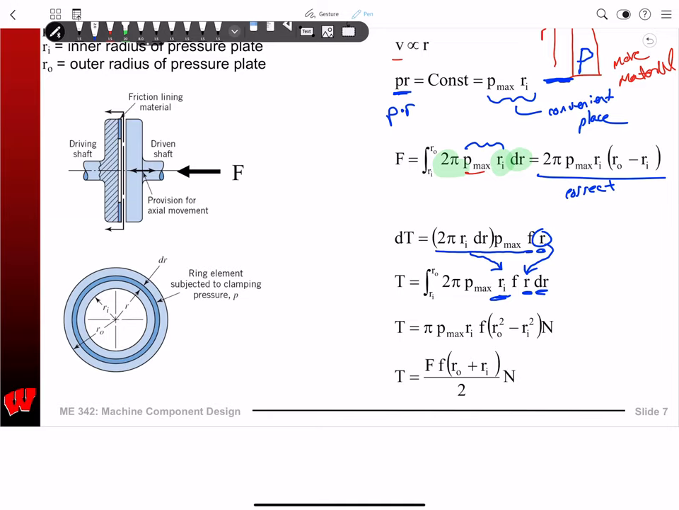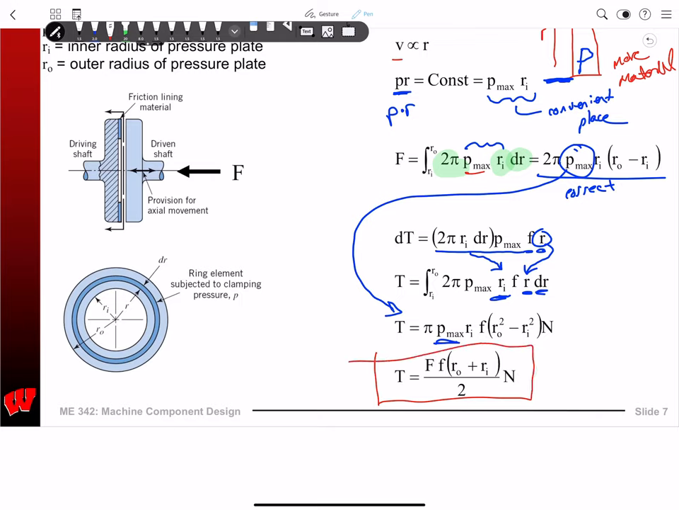Okay, so now I'm going to do the same thing. I want to get my P max, right? What is P max? I'm not interested in pressure, I'm interested in force. So I go back up here and solve up here. I take this P max and plug that in down there, and I get this equation here. All right, so that's another one that gets a red box.